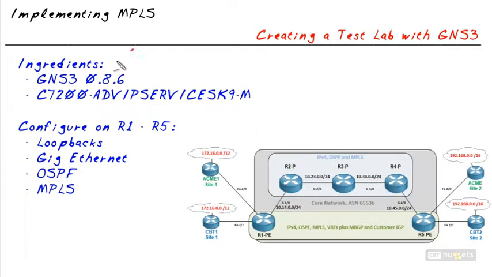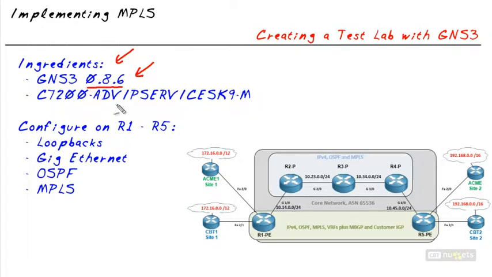So here's the ingredients list I'd like you to put together as we create your own private lab environment that you can practice on. First of all, we're going to start with GNS3. Now I'm using 0.8.6. And if you're using a more current version like version 1.0 or version 1.x, it'll have the similar functionality that you need to practice the MPLS.